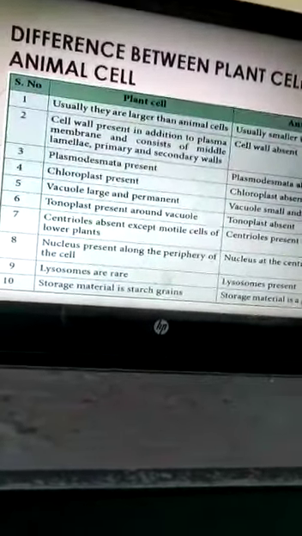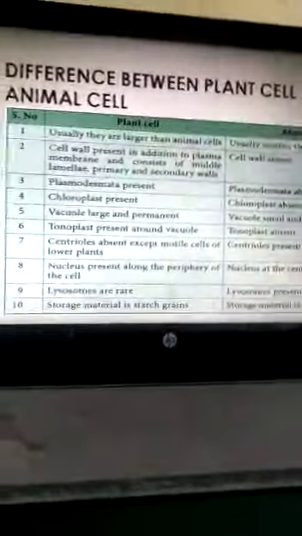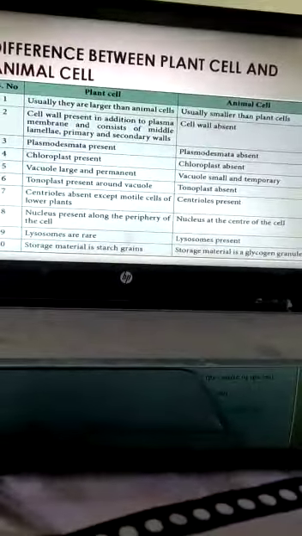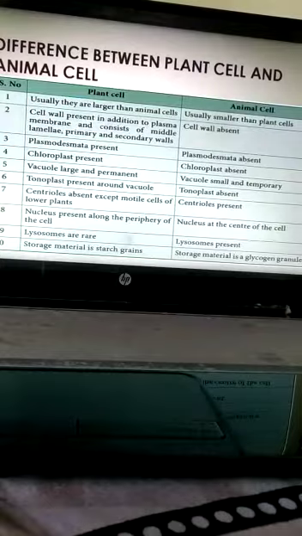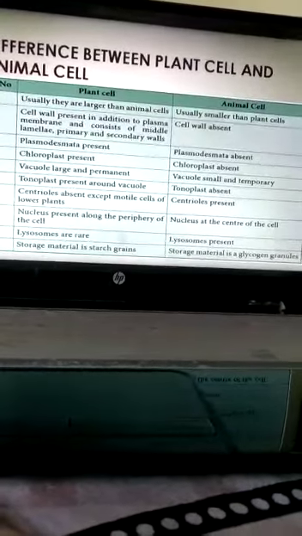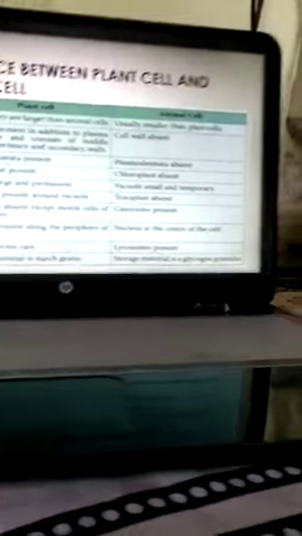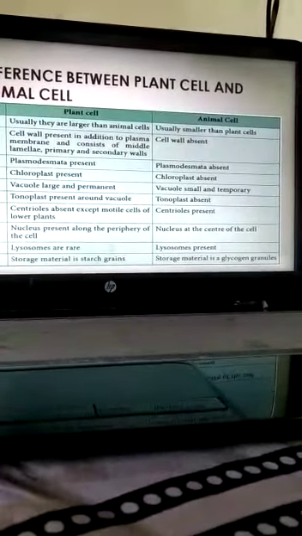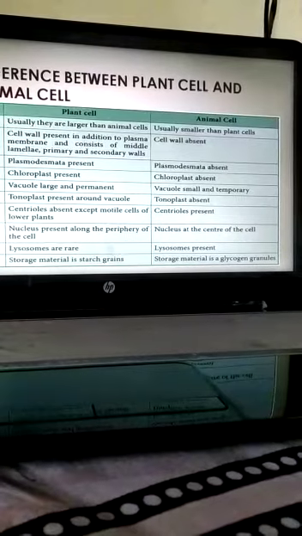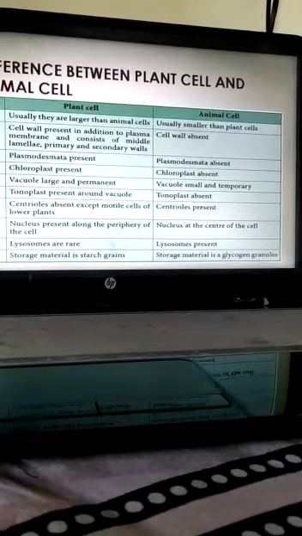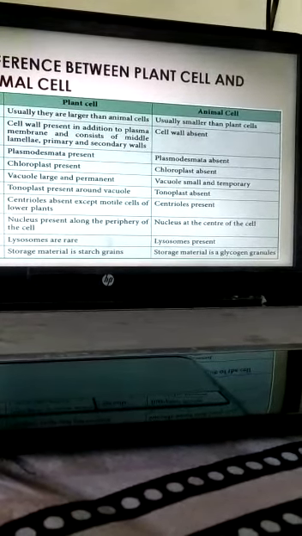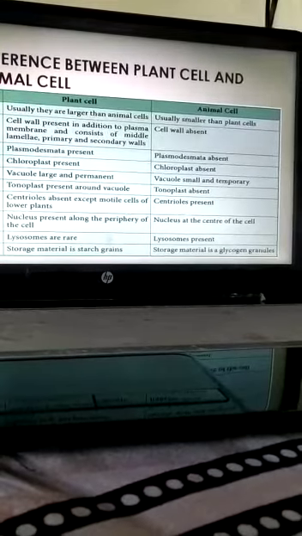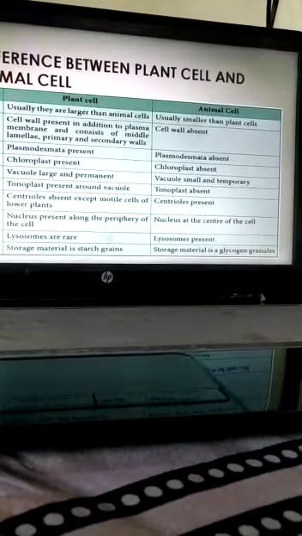Now we will see what the differences are between plant cell and animal cell. Plant cells are larger than animal cells. Animal cells are smaller than plant cells. Second point, cell wall is present in addition to plasma membrane in plant cells. But cell wall is absent in animal cells.